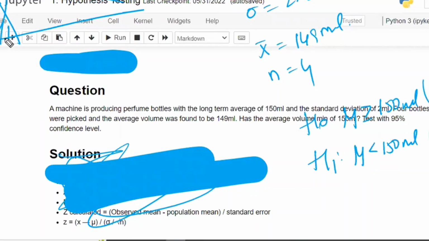Now, is it a left tail test or a right tail test? Left tail test, right? And do you want the left side area or right side area? Left side area only. So you require left side area, because it is a left tail test. For a right tail test, right side area is required.